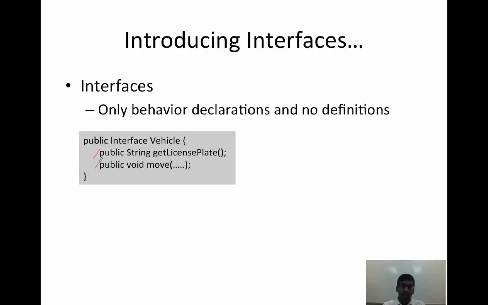So I use an interface here because an interface is very similar to a class, but I'm not actually defining what happens when you call the getLicensePlate method. All that I'm saying is a vehicle should have these properties. I'm not really telling what these properties are. So this is why I use an interface here, to just tell what behaviors my entity should have.